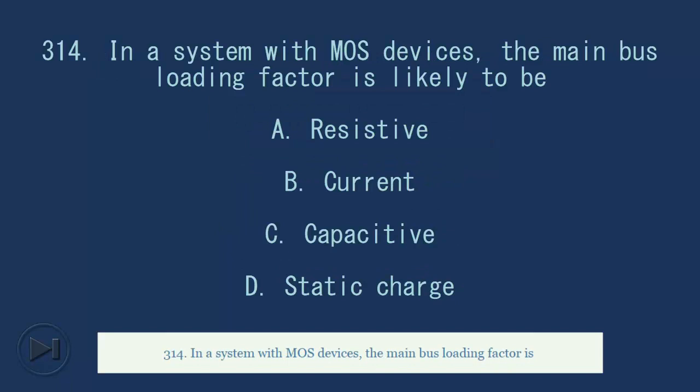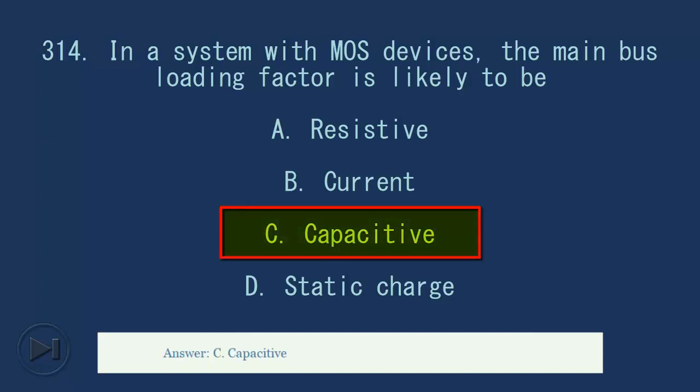314. In a system with MOS devices, the main bus loading factor is likely to be A. Resistive. B. Current. C. Capacitive. D. Static charge. Answer, C. Capacitive.